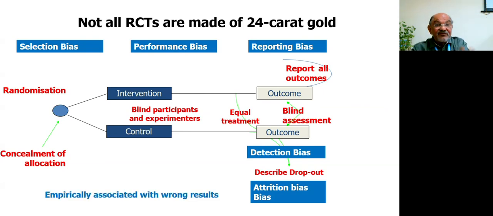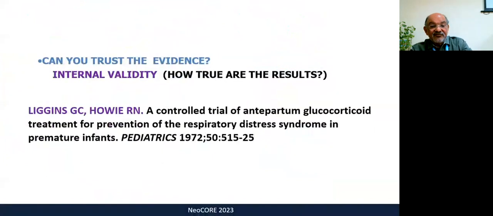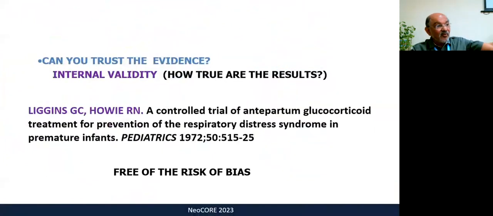Fortunately, because if you don't, you'll find that there is a lot of research which shows these are all areas where your results can be wrong. That's why we are assessing these domains. Okay, so fortunately for me, this paper was well reported and free of the risk of bias.